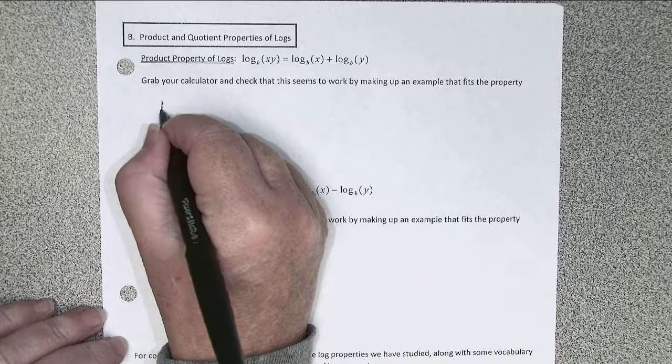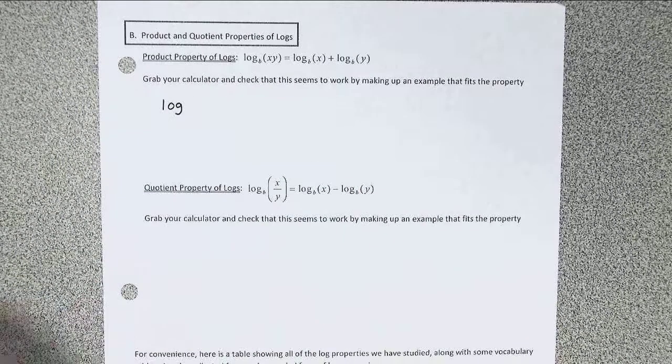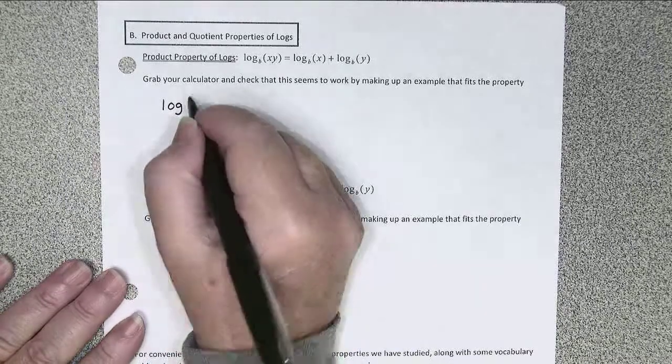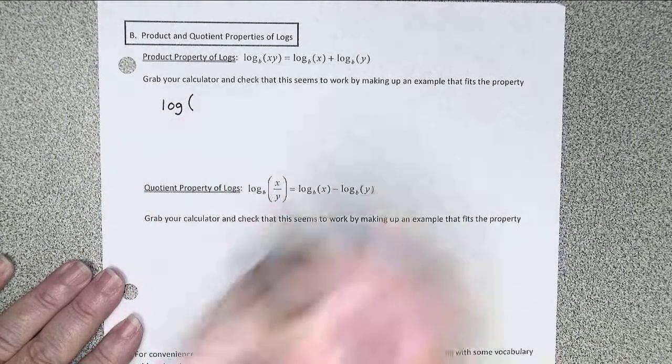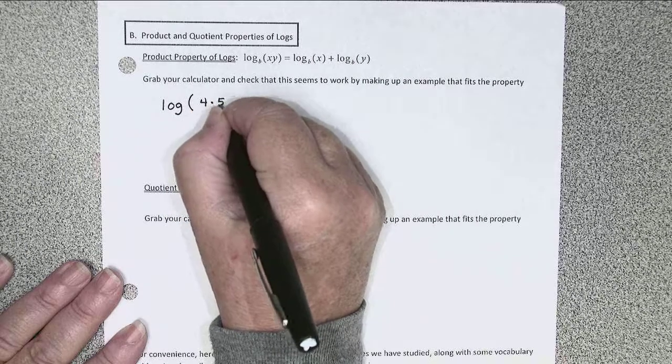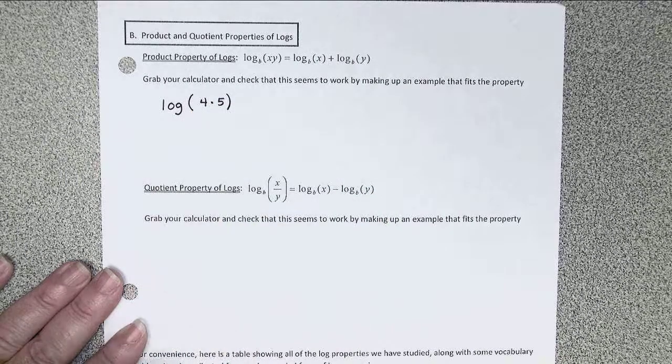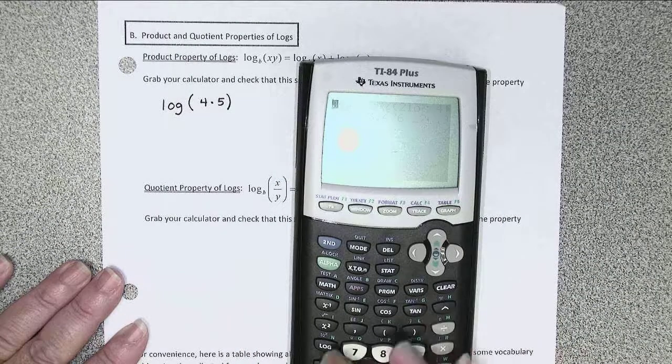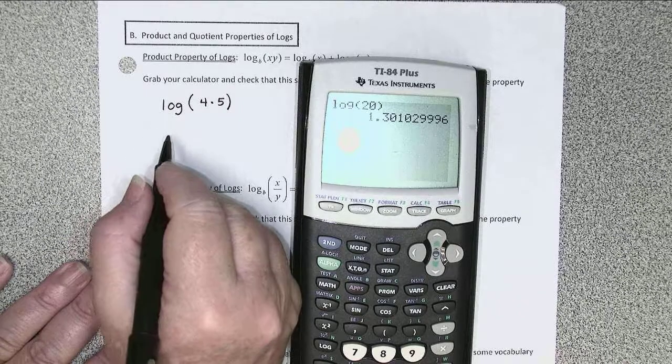So let's start with the logarithm, and I'm going to go with base 10 because that's easy to get to on my calculator, of, let's go with 4 times 5, or 20. It's about 1.301.